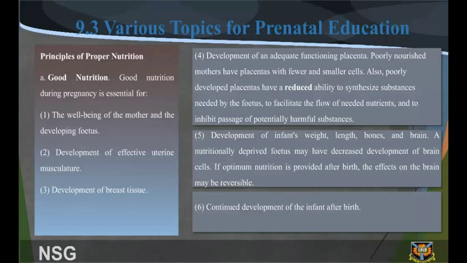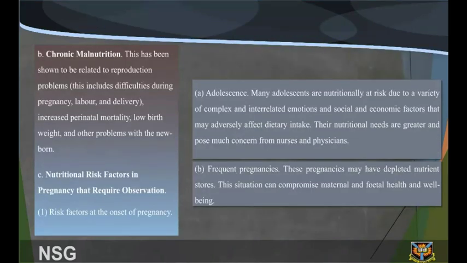Development of infant's weight, length, bones, and brain. A nutritionally deprived fetus may have decreased development of brain cells. If optimum nutrition is provided after birth, the effect on the brain may be reversible. Continued development of the infant after birth. Chronic malnutrition. This has been shown to be related to reproduction problems. This includes difficulties during pregnancy, labor and delivery, increased perinatal mortality, low birth weight, and other problems with the newborn baby.